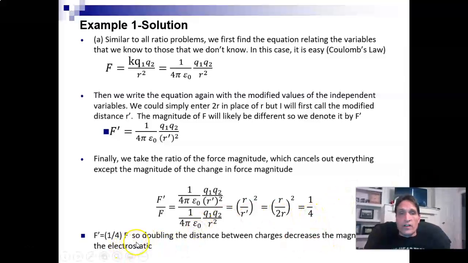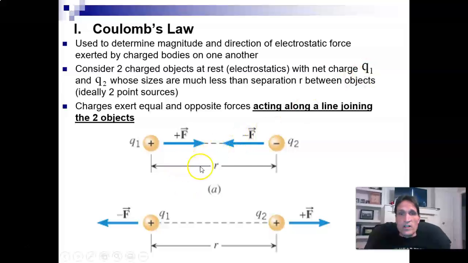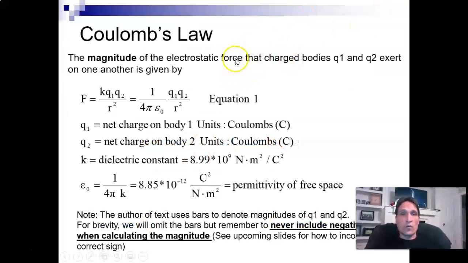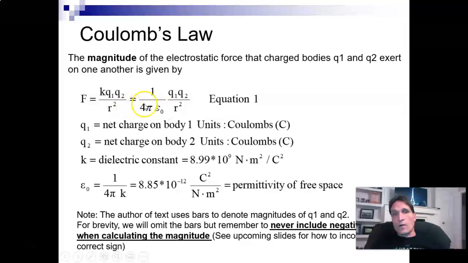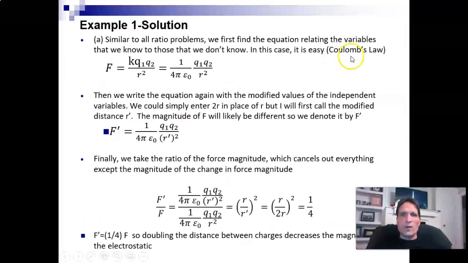So what this says here is if we take two charges and we double the distance between them, the force does not drop to 1/2, but rather it drops to 1/4 of what it originally was. And that's because you have R squared in the denominator. So if I make R into 2R and I square it, the force is only 1/4.